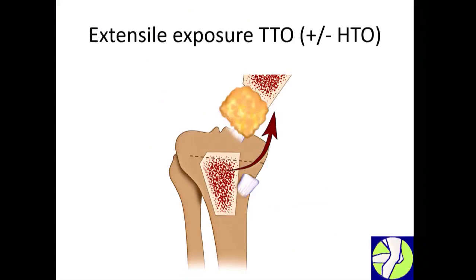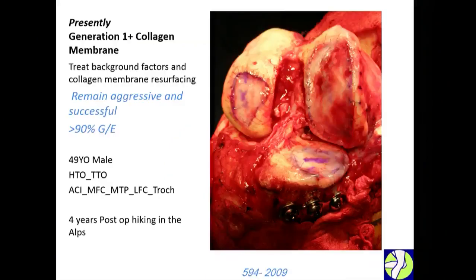And this proximalization of the tibial tubercle when you're doing a tubercle osteotomy has been a very useful trick for me. Here you can see by doing such a proximalization and taking down the menisci, you can really expose all the tibia and the femur and just do these very, very large defects. And this is something that I really couldn't have attempted without collagen membranes.